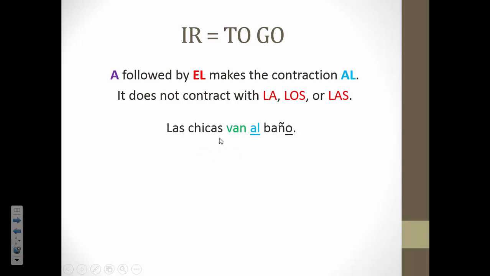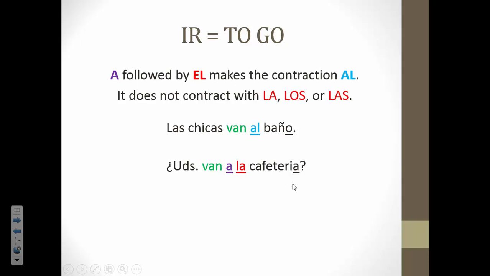So let's look at some examples. Las chicas van al baño. The girls go to the bathroom. The reason we have al is because we have to have a. And we know el baño because baño is masculine and singular. It's not la baño, it's not los baño, and it's not las baño. Therefore, we have to use el, and a plus el will always form the contraction al. Let's look at another example.